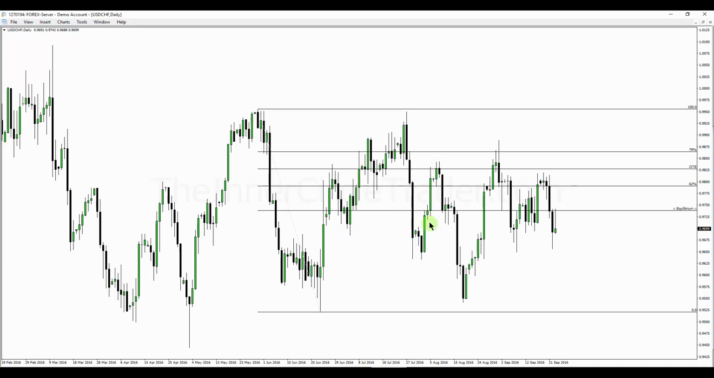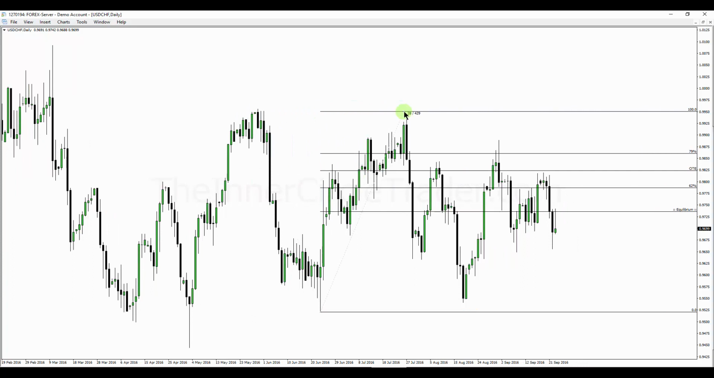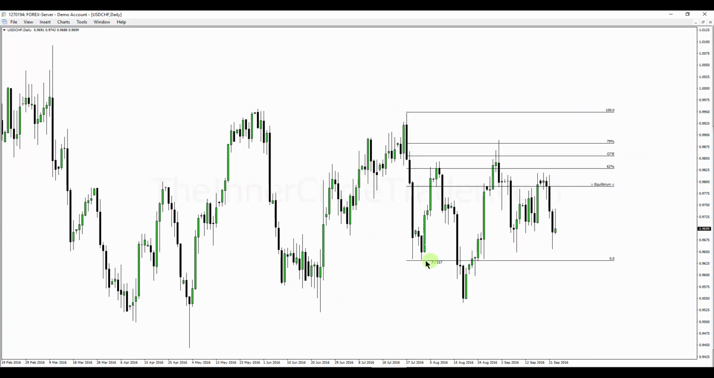Then we have another range created here. While we're watching this form, as soon as we see a swing low form, this candle here, we know they're probably going to want to run back up into this range here. Now we have a new range. The impulse price swing is this high down to this low.